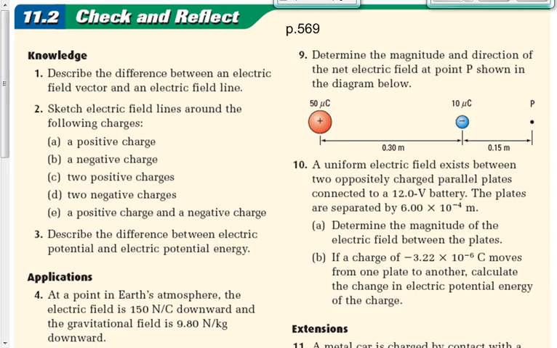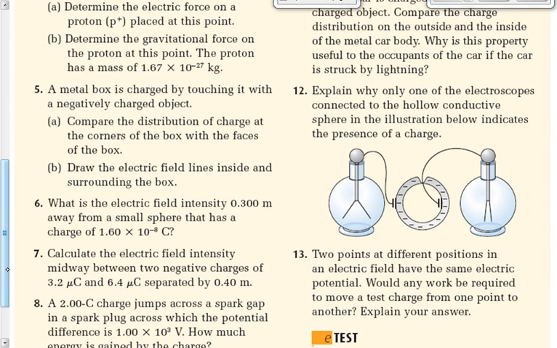All right, let's take a look at question number 6 now. It says, what is the electric field intensity? So we're only looking for the magnitude here, the intensity, as opposed to the direction. 0.3 meters away from a small sphere, with a charge of 1.6 times 10 to the minus 8 coulombs. Is this charge a producer or an experiencer? Is it making the field 0.3 meters away, or is it feeling the field?